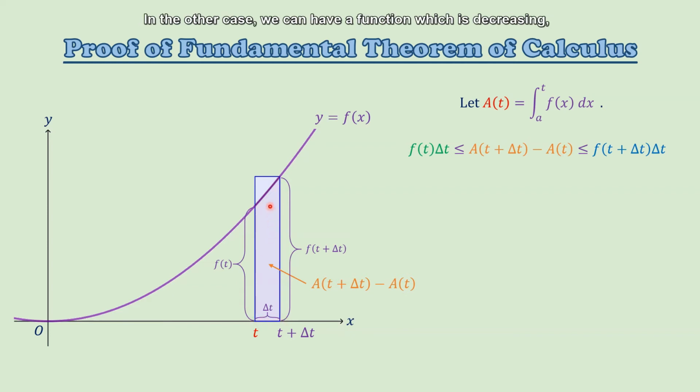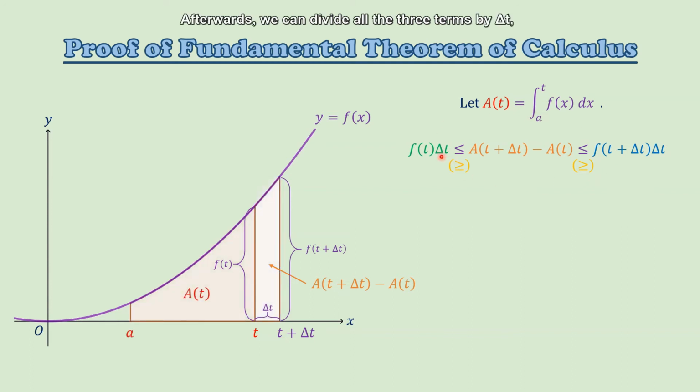This inequality is true only when the function is increasing or a constant function in this interval. In the other case, we can have a function which is decreasing, and then in this case we should flip the inequality signs like this. If we have a case in which the function is increasing and then decreasing in this interval, then we just need to choose a delta t which is small enough so that the function is either increasing or decreasing in this interval, and then this inequality can be true.